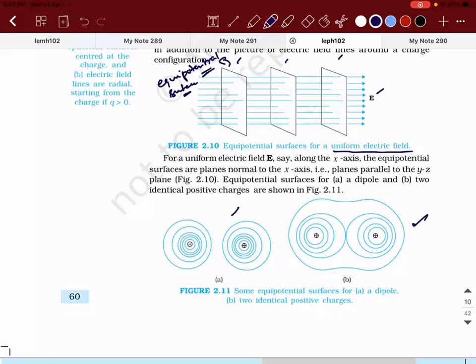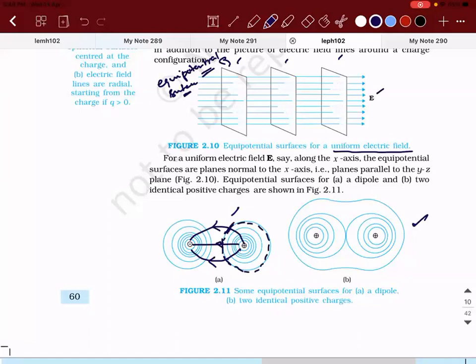Now you can ask me, how is this happening? Because if you talk about a dipole, then this is how the electric field lines are going to be. You have to understand, this is how the electric field lines are going to be. Then, based on these electric field lines, you draw tangents perpendicular to the electric field lines. If you draw the tangents perpendicular to the electric field lines at every point, and you join all those points, then the shape you are going to get is the equipotential surface.